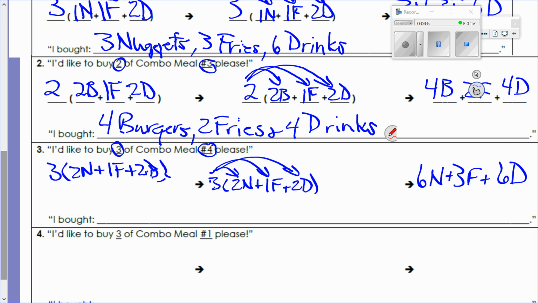Okay, so I ended up buying 6 nuggets, 3 fries, and 6 drinks.